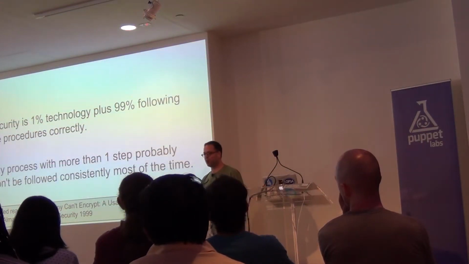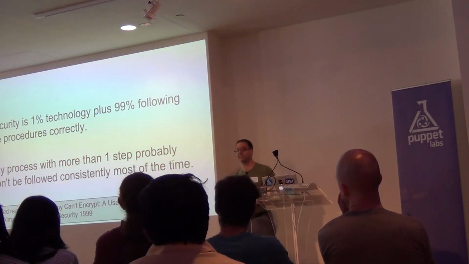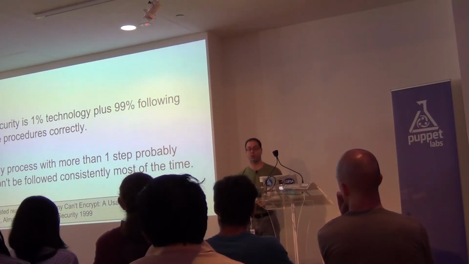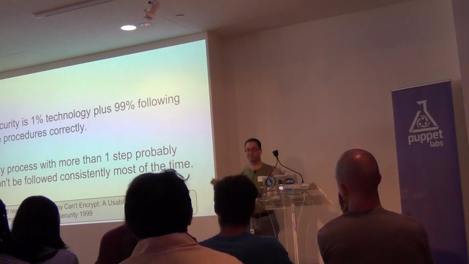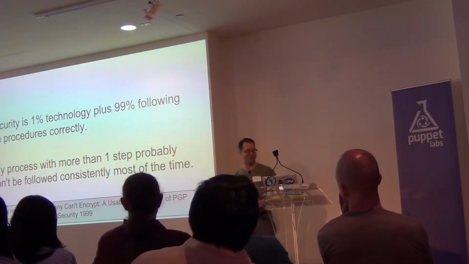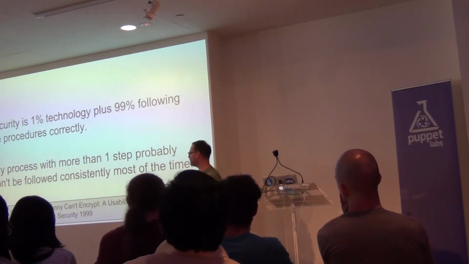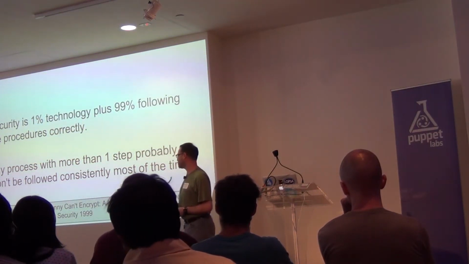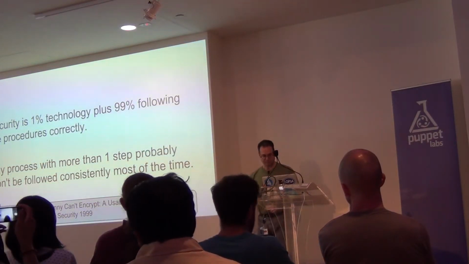I find that security is 1% technology and 99% following procedures correctly. And any procedure with more than one step is probably not going to be consistently followed by everyone on the team. In fact, procedures with one step might not be followed consistently. And this is a known problem in cryptography. I mean, Hamilton has this just seminal paper from '99 about usability studies of PGP.